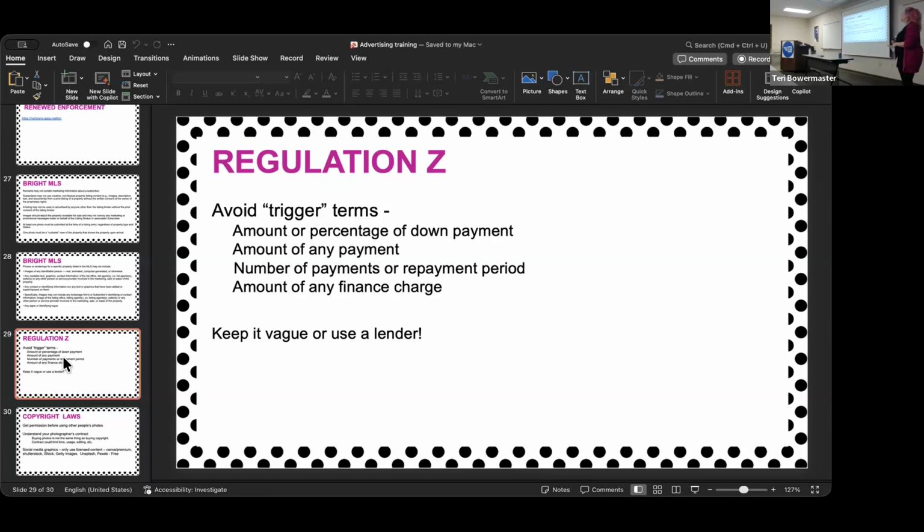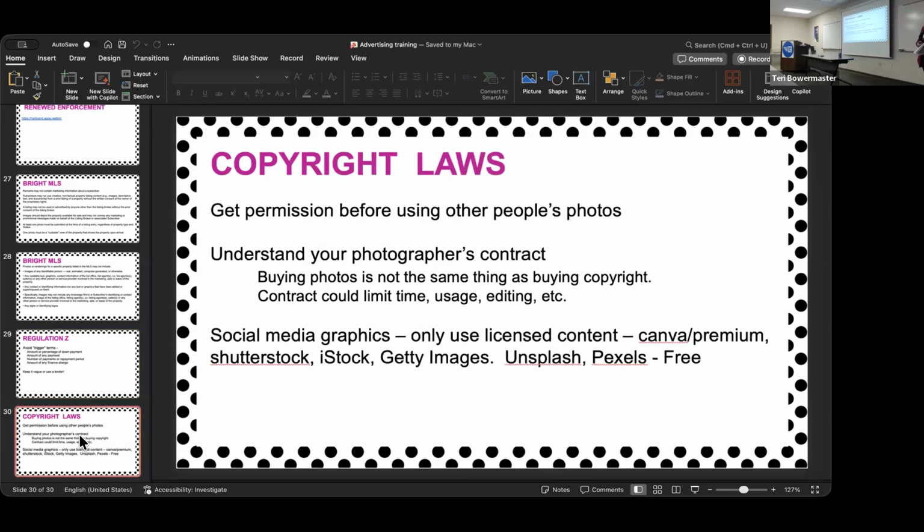And then copyright laws. Just get permission before using other people's photos. Even for a celebratory under contract post, just message the agent and say, hey, it's kind of a distance from my house. Do you mind if I use one of your photos for an under contract post? Most agents are pretty nice if you ask them, but don't just assume you can use their photos. Those are their photos. Make sure you understand your photography contract with whoever you use for photos. Those could be limited for time and scope and how you use those.